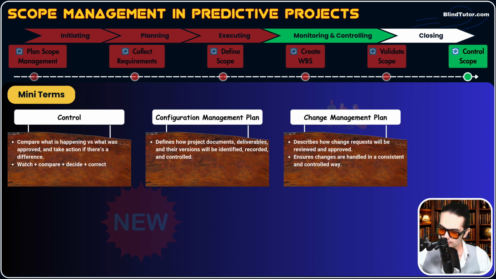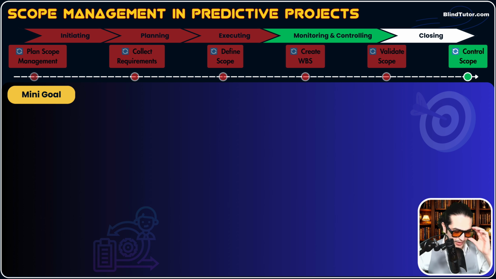Okay? So, as we said before, X management plan means how-to guide to deal with X. So change management plan means how-to guide when dealing with any change in project. Awesome. Now it's time to get into mini goals and see what happens in control the scope process. Let's get it done. Let's get into mini goal of control the scope.